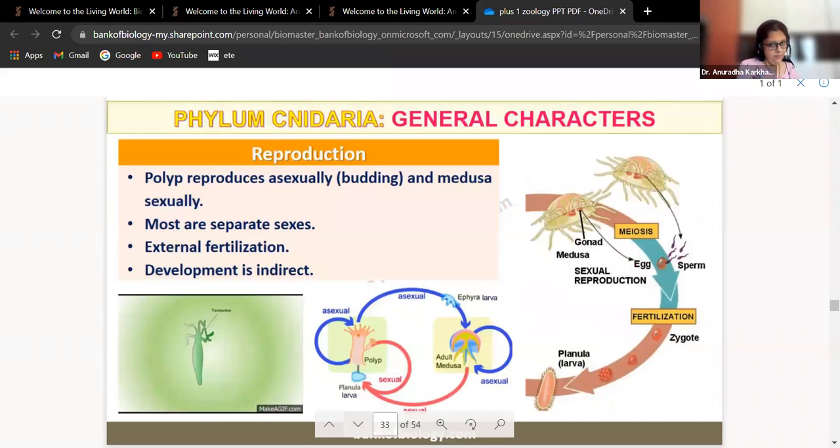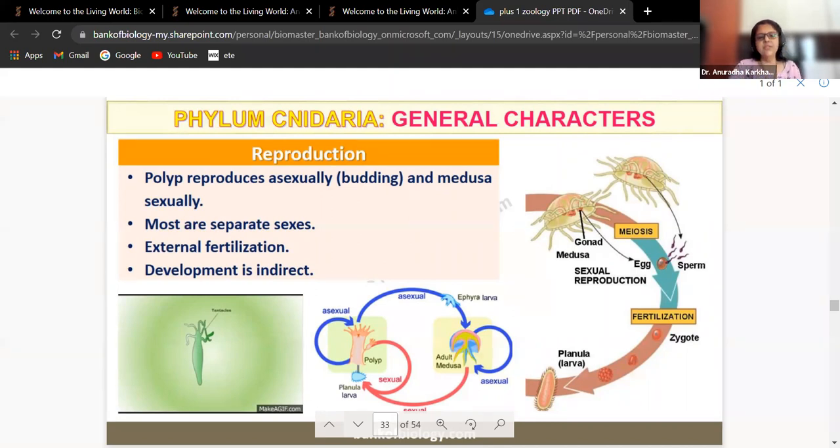Reproduction is very important because here there is going to be something called two types of forms that can be seen. So the polyp reproduces asexually by the process of budding to give rise to the medusa, and the medusa will produce gametes to act like a sexually reproducing organ. So polyp and medusa are showing alternation of generation.